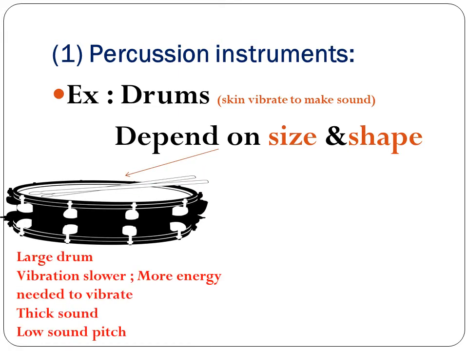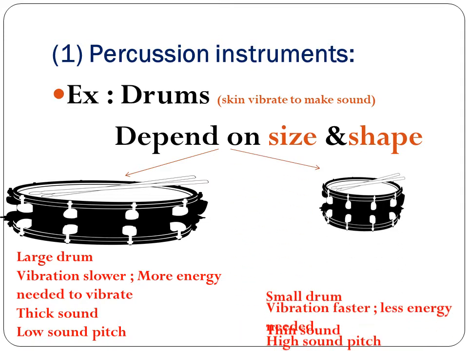Here I have a large drum. When I bang on it, the vibration will be slower. It takes more energy to vibrate, so it gives me a thicker sound. When I describe it, this is called low sound pitch. Large objects, slower vibration, thick sound: this is called low sound pitch.